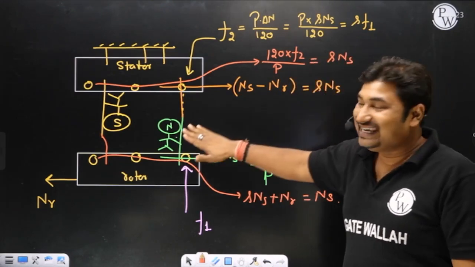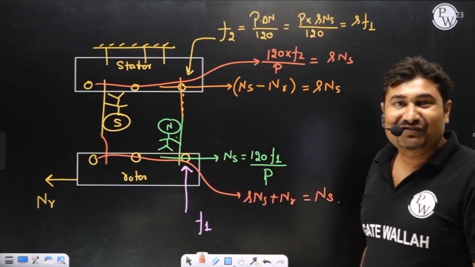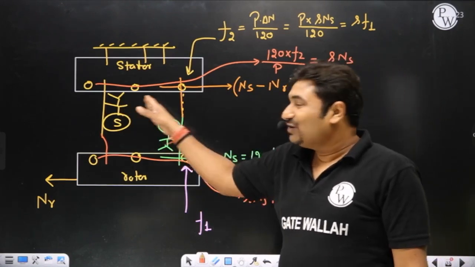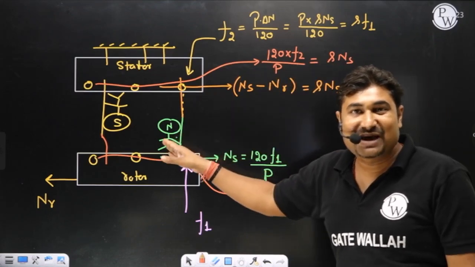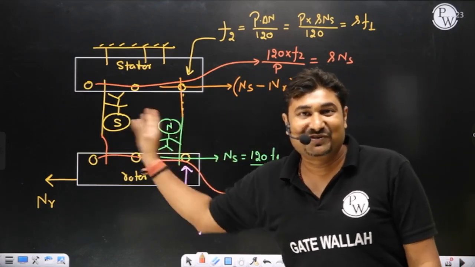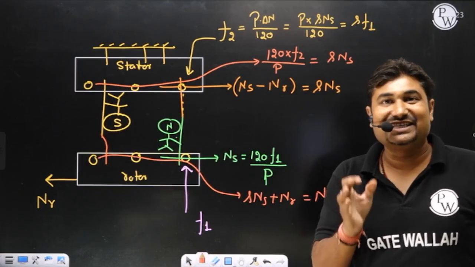Now please come to the air gap. What is the speed of stator field in the air gap? s ns. What is the speed of rotor field in the air gap? s ns. So what is the relative speed between stator field and rotor field? Zero, sir.